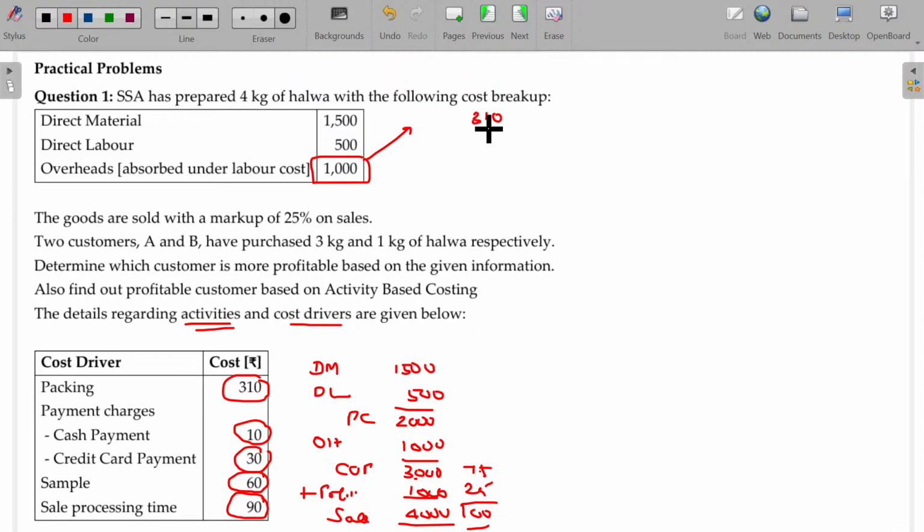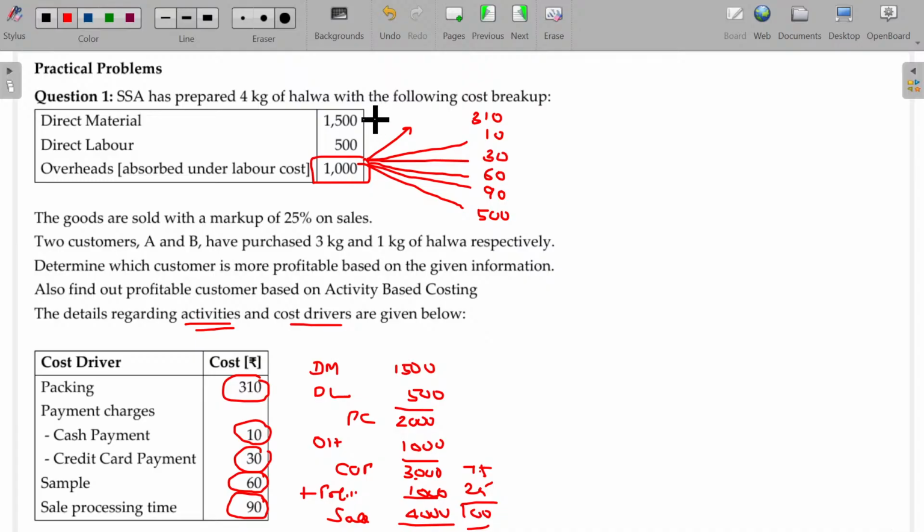Three, 10, 10, 30, 60, 90. What is the total? What about the other 500 rupees? Maybe it is not allocated to the activity. Those costs can be allocated to the activity, and those costs cannot be allocated. That's how we can group.